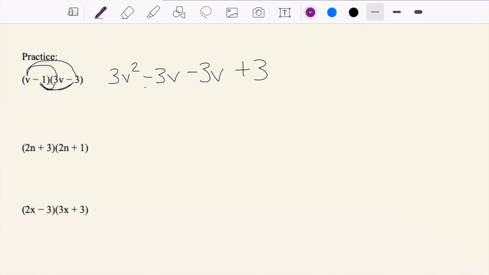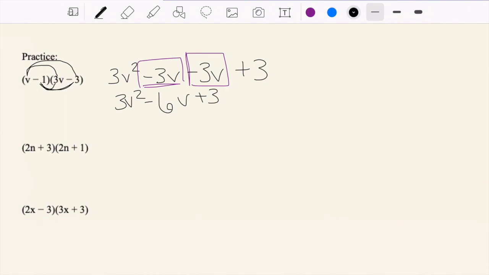And then we need to look and see if there's any like terms that we can combine, and we have negative 3v and negative 3v. So we have 3v squared, we're just bringing that down. And when we combine negative 3v minus 3v, we get negative 6v plus 3. All right, so let's look at this next one.